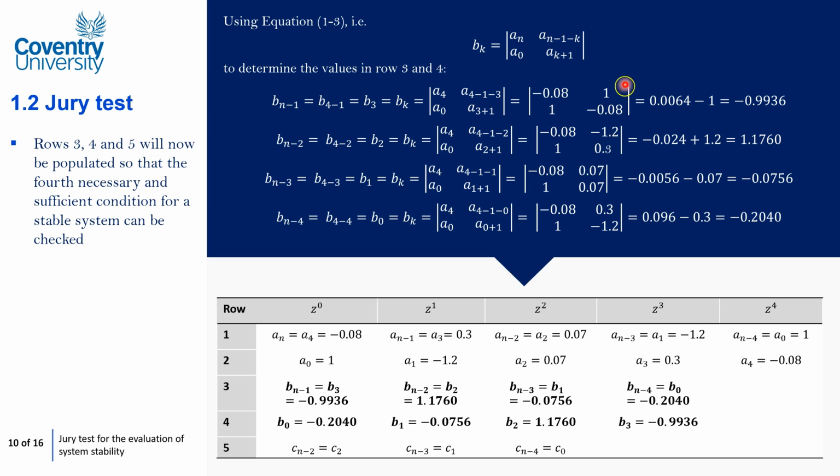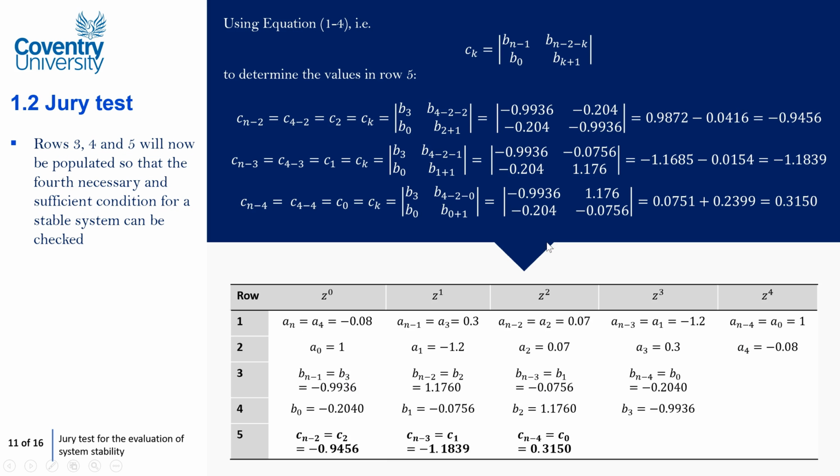So now what we need to do is work out the determinant of these four here. So effectively the determinant is equal to A_n minus A_{k+1}, take away A0, multiplied by A_{n-1-k} for all these. So you can see here how these are then worked out. So let's multiply by this, 0.0064, take away 1 and work out the value. And likewise for this one, 0.01 multiplied by 0.3, so that's the product. Take away minus 1.2 multiplied by 1, so you end up with plus 1.2. Okay, you do that for all of them. And then you can see we've populated here the values for B3, B2, B1, B0, and as I said at the beginning, you can see that the values populated are basically reversed.